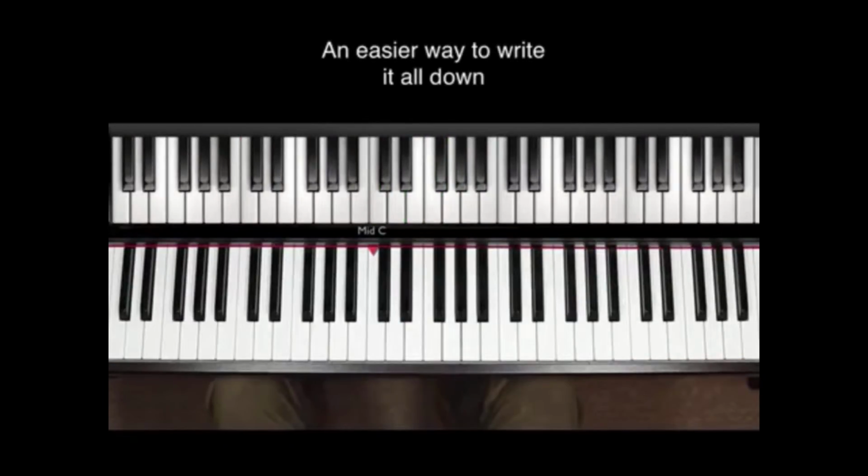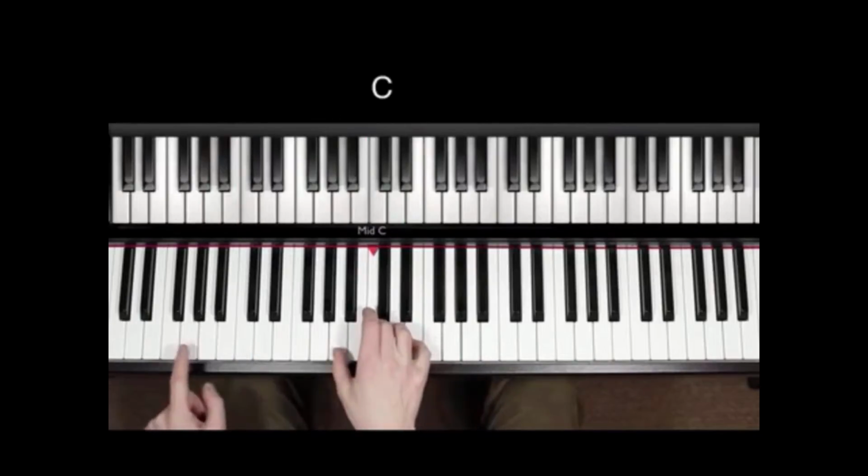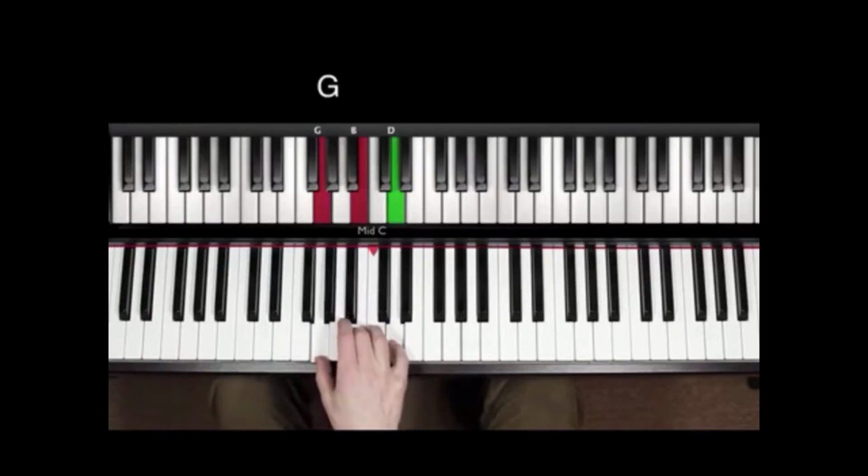An easier way to write it all down. Now you can see from the previous pages that if I had to describe everything using keyboard diagrams, this book would end up very long indeed. Let's see if we can find an easier way, a more concise way to describe musical ideas. So what you were playing was C note followed by C chord, A followed by A minor, F followed by F, G followed by a G chord.